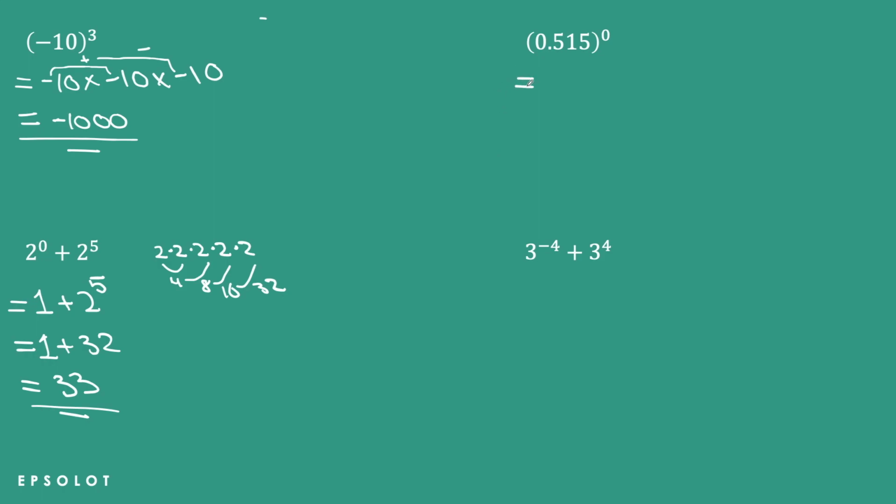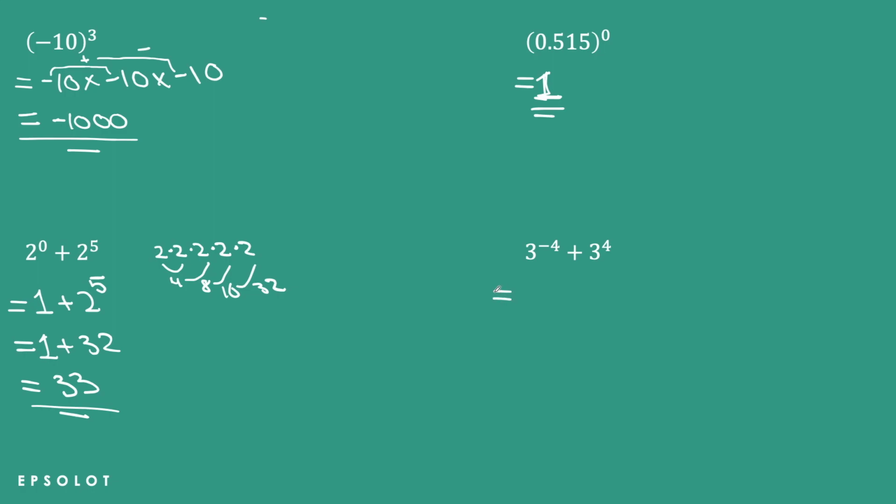Coming up to this example here. Now you have a very ugly looking number in the brackets, but luckily for us, it's being raised to the power of 0. So it means that it is equal to 1. And you're done.